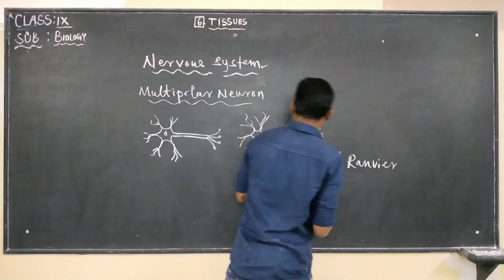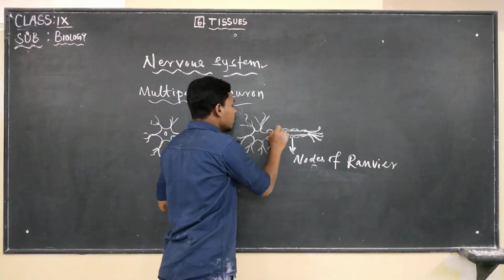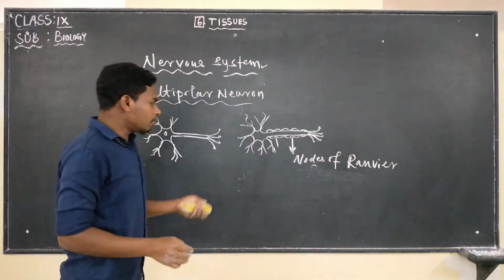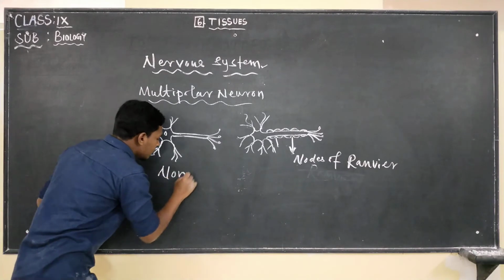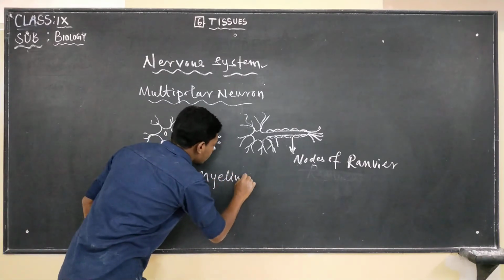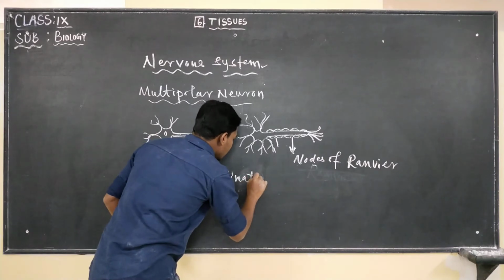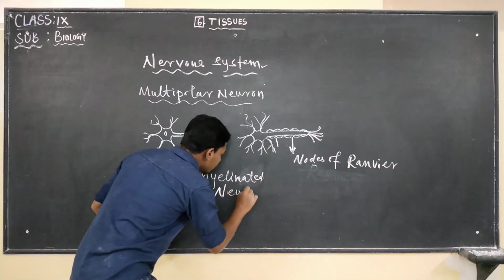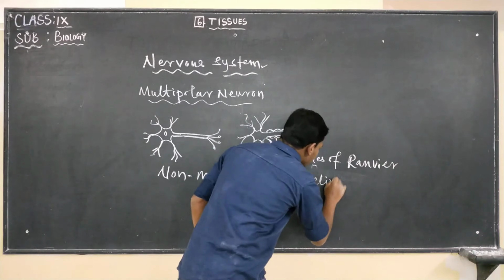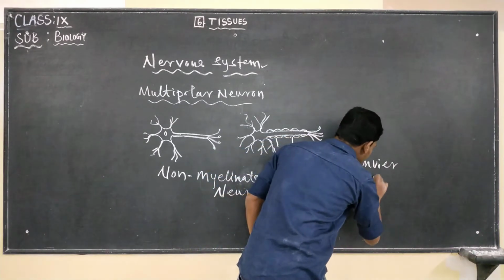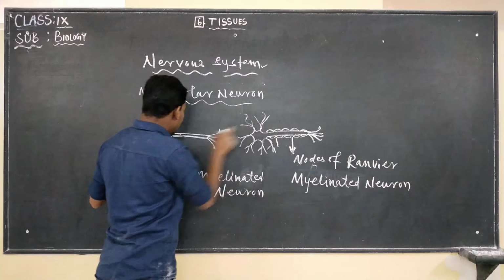Okay, so what is the advantage of the myelinated neuron? Here you can see this is myelinated neuron and this is non-myelinated neuron. Okay, this is non-myelinated neuron and this is myelinated neuron. So you can see the difference, right? Here it is myelinated and here it is non-myelinated.